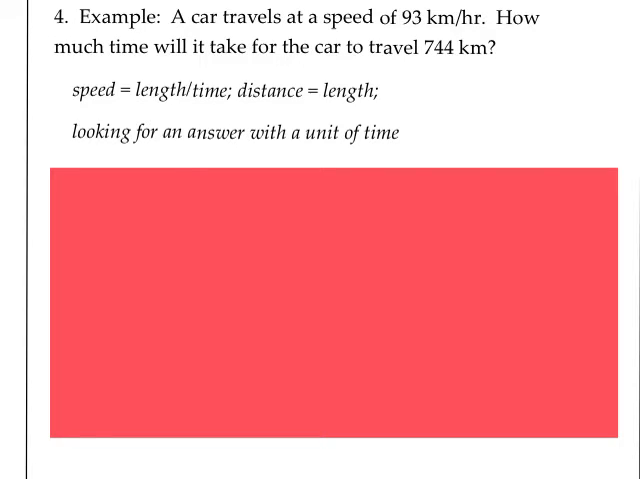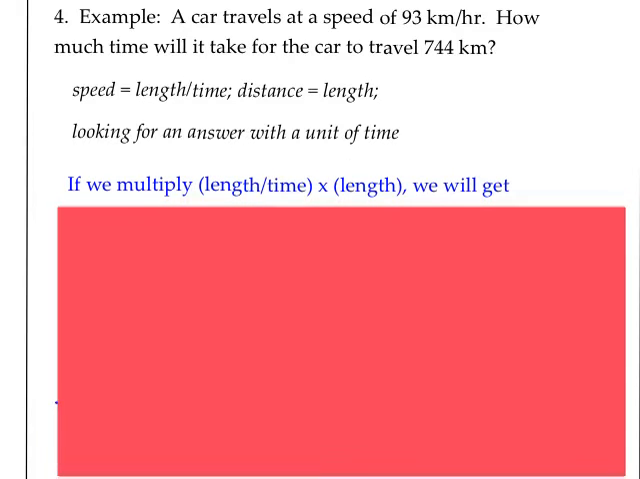So I have an example for you. I believe in your notes it prints out the car travels at a speed of 93 kilometers per hour, and how much time will it take for the car to travel 744 kilometers. So out of all those units, we know that time should end up in hours for what's given. And we know that speed is a way of saying some sort of length over time. And we know that distance is in length. And we're looking for the answer with a unit of time.